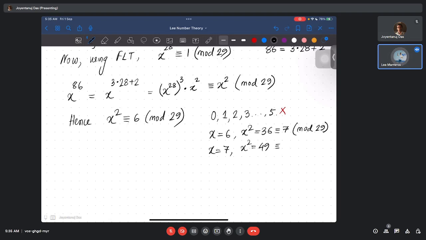That would be zero, no? Zero, right? No, 29. Modulo 29. How much will it be? Not 0, right? Oh, 49, 29, 20. Yes, 20.